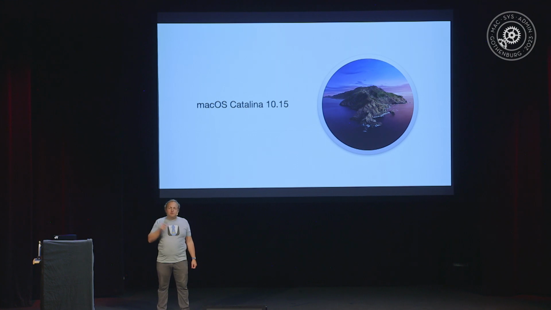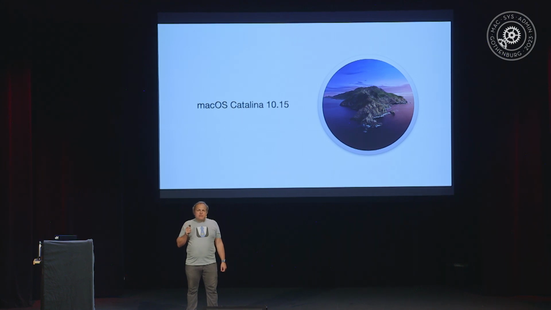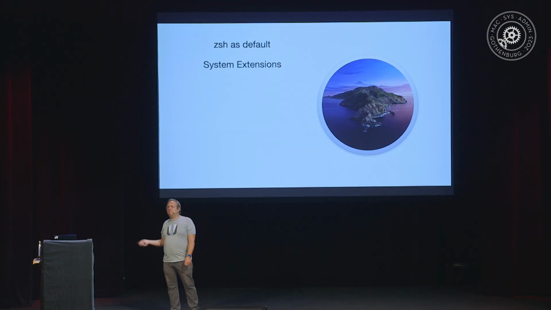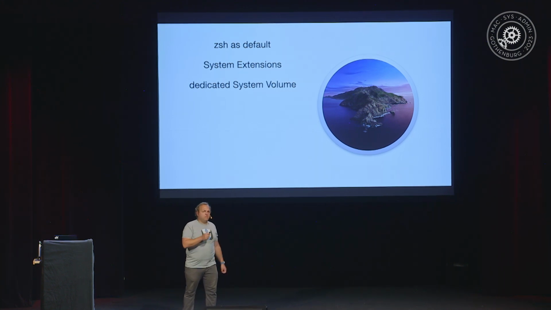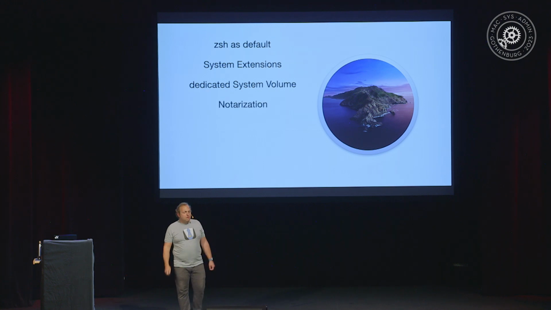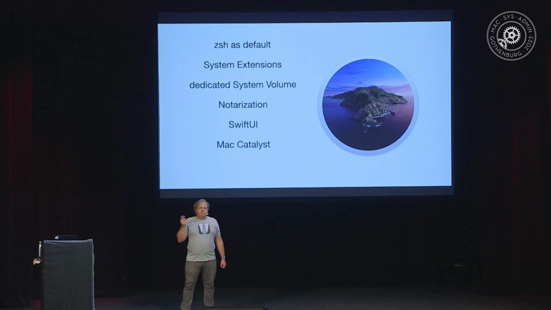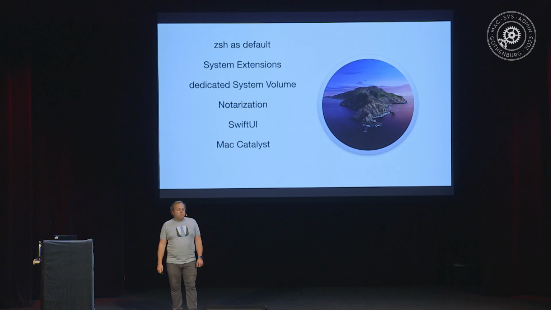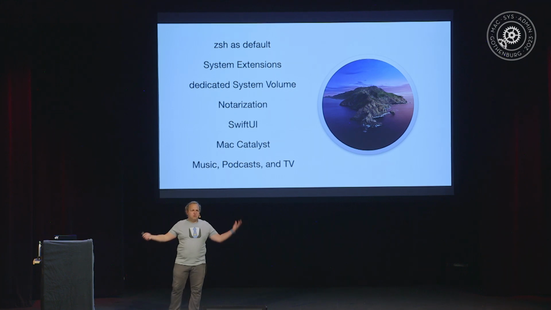It was succeeded a few weeks after we met here by macOS Catalina 10.15, which we all remember quite well. Zsh was the default shell. It introduced system extensions as a replacement for kernel extensions. It was the first macOS to have a dedicated system volume split out from the data volume. It introduced notarization. We got SwiftUI for the first time. The framework to port iOS apps was called Mac Catalyst, and more apps by Apple and then third-party vendors were ported, among them Music, Podcasts, and TV, which replaced iTunes after nearly 2 decades.